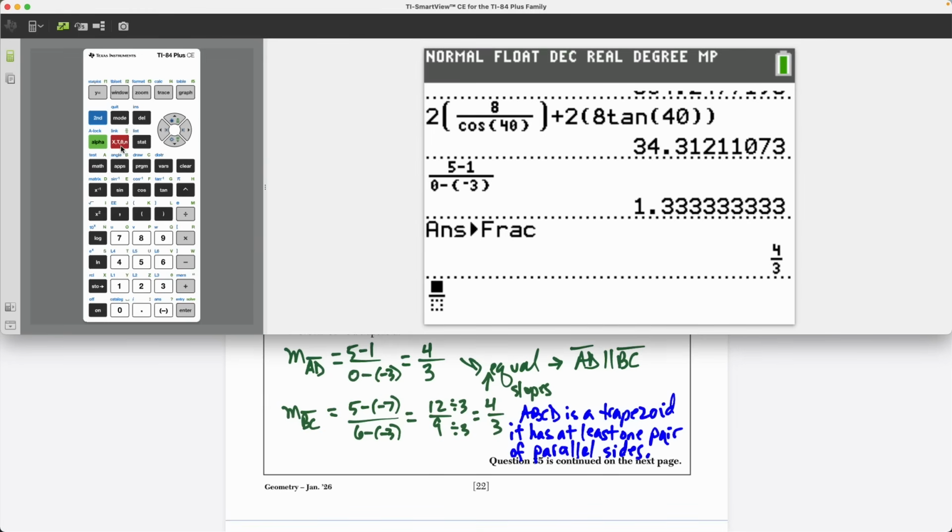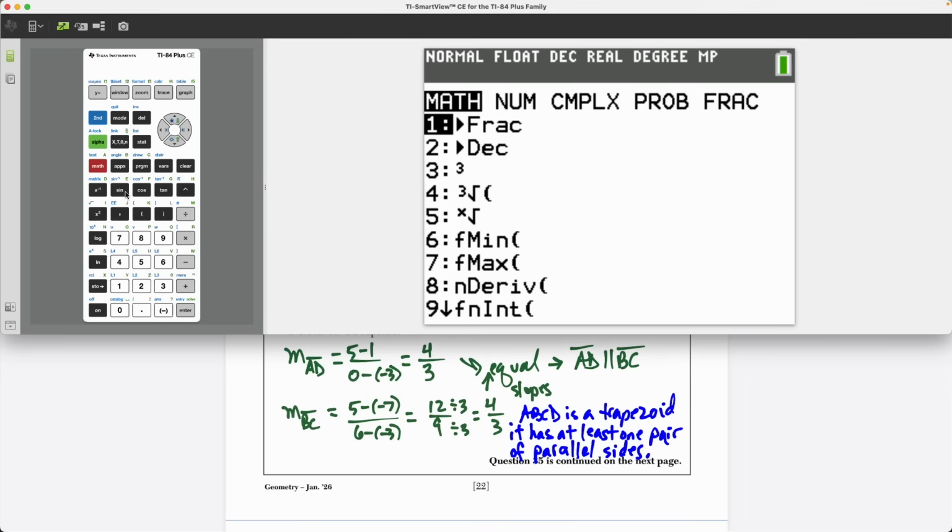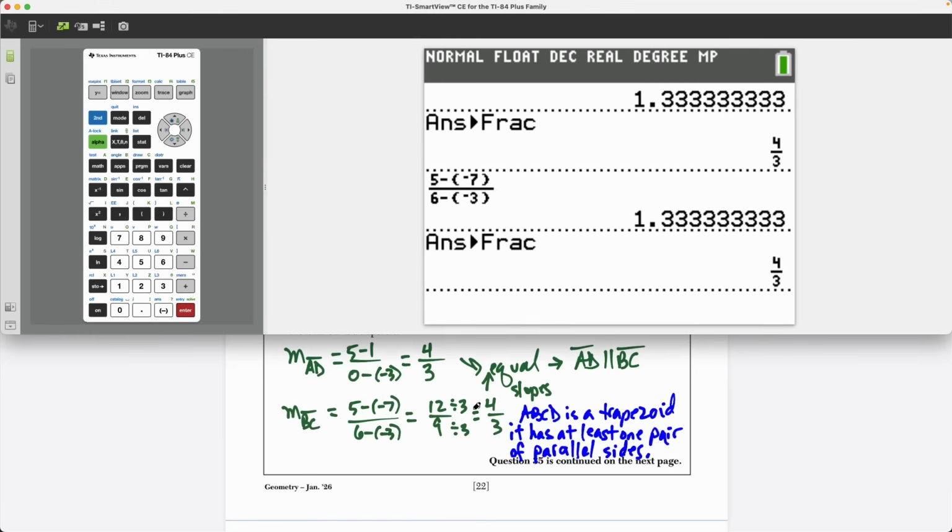So if I do it for the other one here, the 5 minus negative 7, so I have this, and I'm dividing by 6 minus negative 3. For this one here, I could also press math, enter, enter to get to 4/3. Okay, so I don't have to be able to do this stuff by hand. The calculator is a very useful tool.